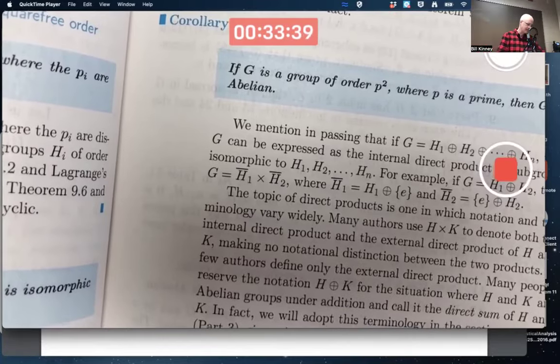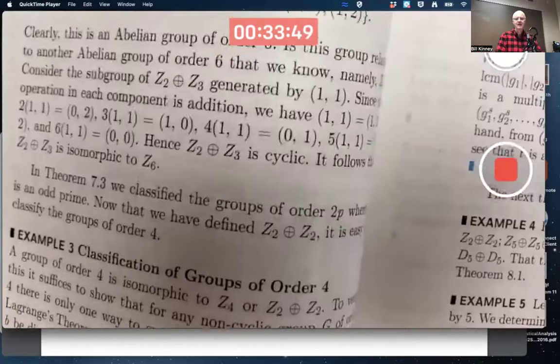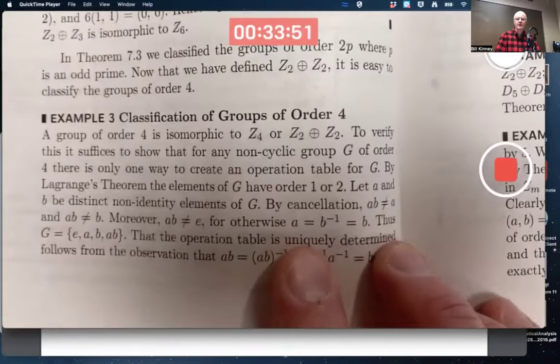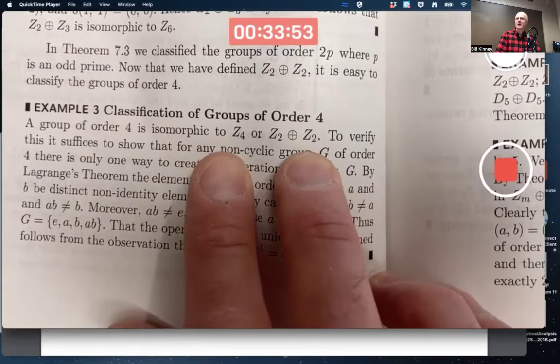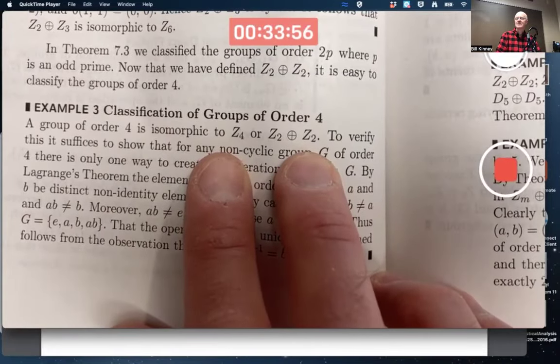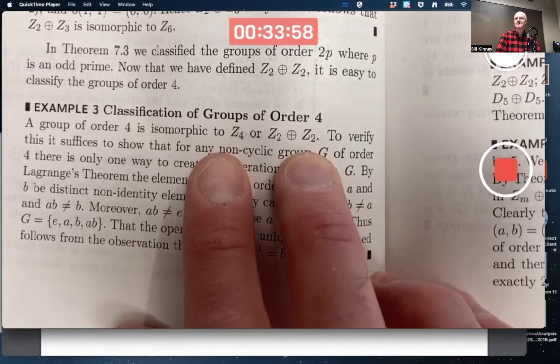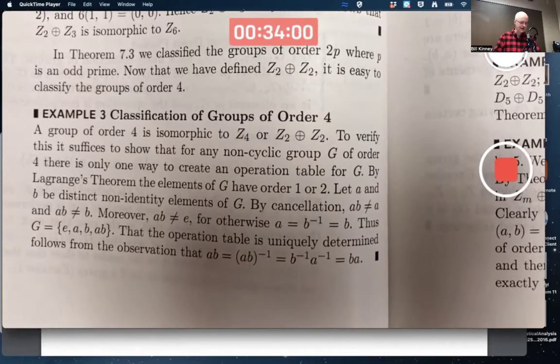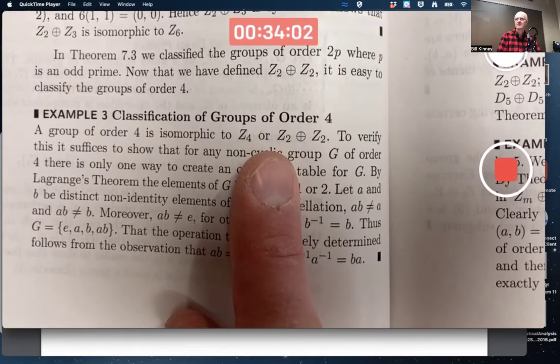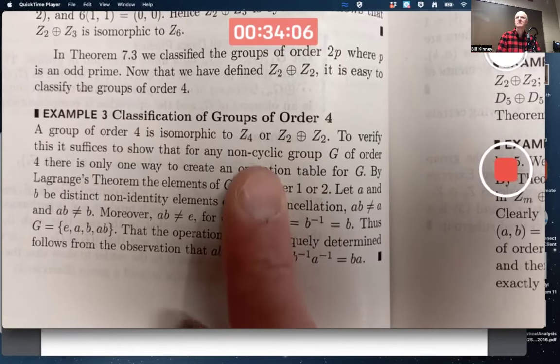That was at the beginning of chapter 8. Classification of groups of order 4. It's one of those two possibilities. Actually, that does fit the P squared case. We just classified groups of order P squared, and that fits that case as well. But here we did it a little earlier as well.